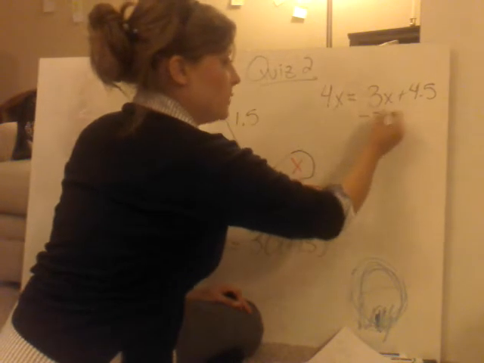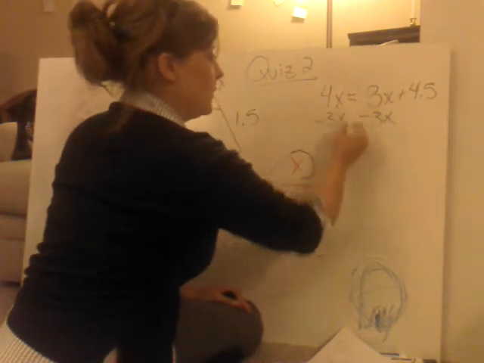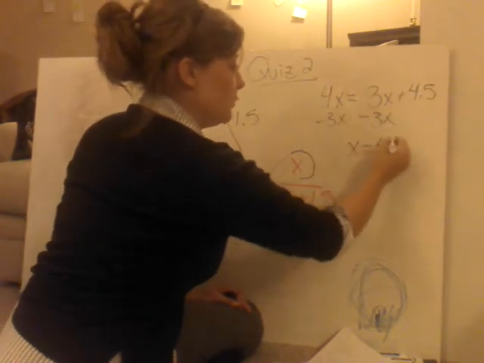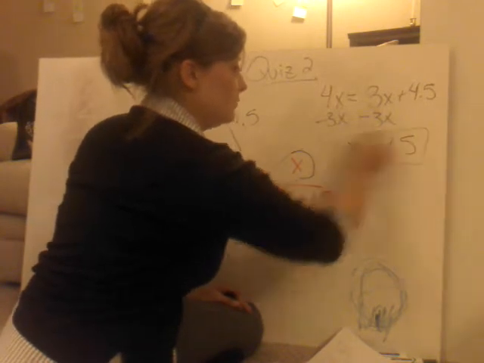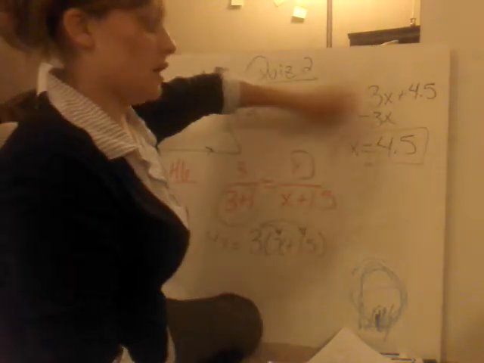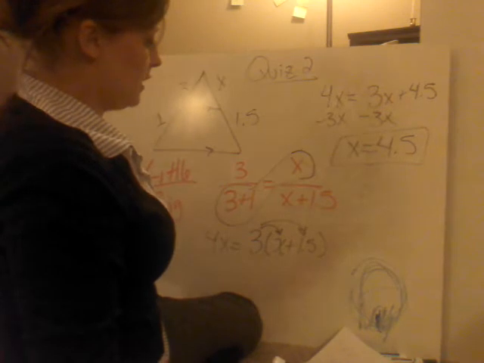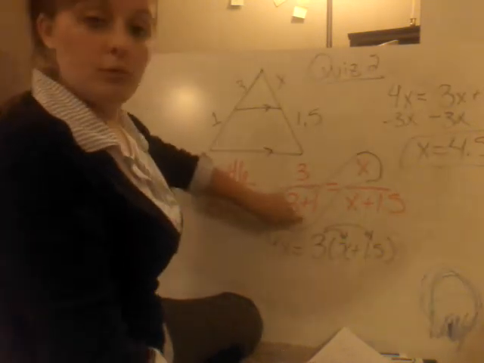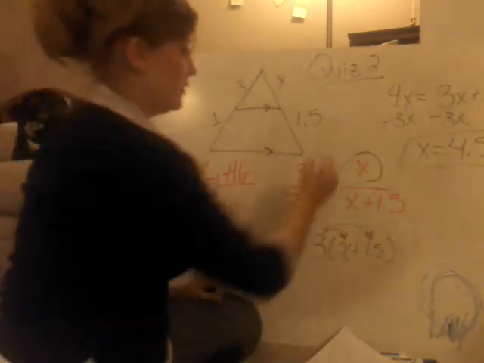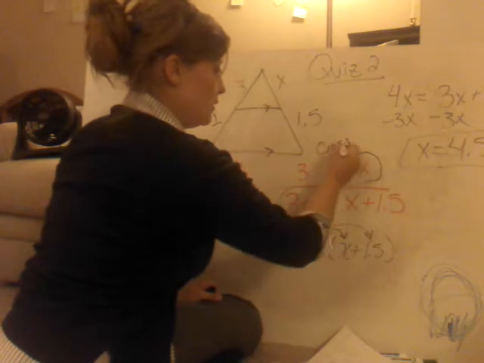I'm going to subtract my 3x. Now it's just a regular problem. So now I have x is equal to 4.5. So again, this is all old stuff. This is definitely old stuff. This you've learned before, cross multiplying.